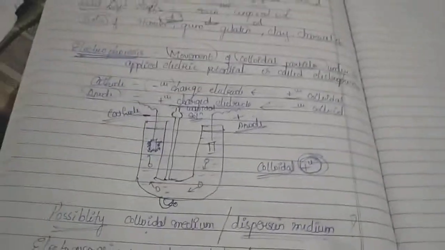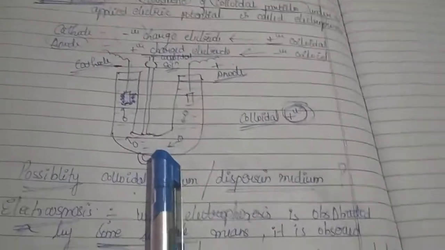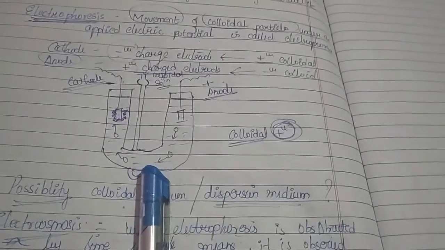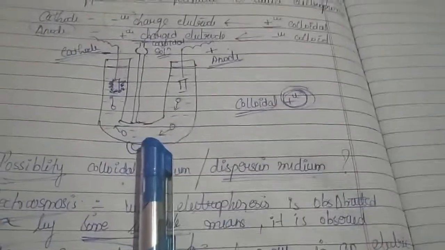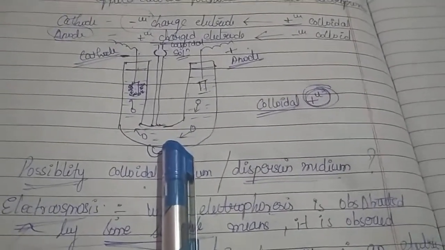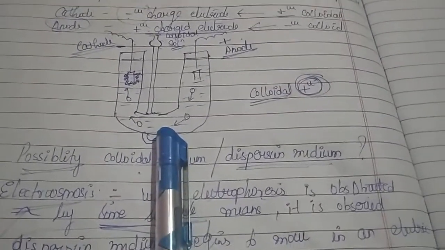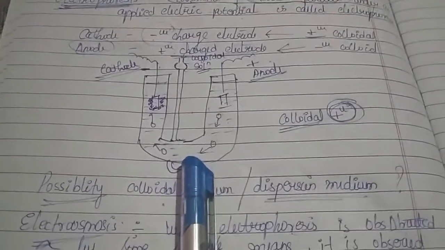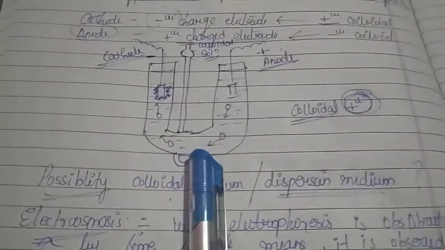So what we have learned today: whenever we are talking about a colloidal system, each and every colloid in the system will have the same charge associated with it. It could be positive or it could be negative. Depending upon what type of charge the fixed layer is having, we are able to distinguish it as a positively charged colloidal sol or a negatively charged colloidal sol.